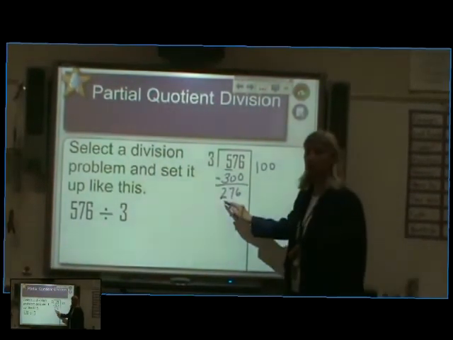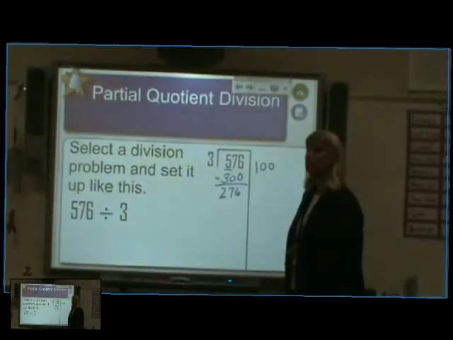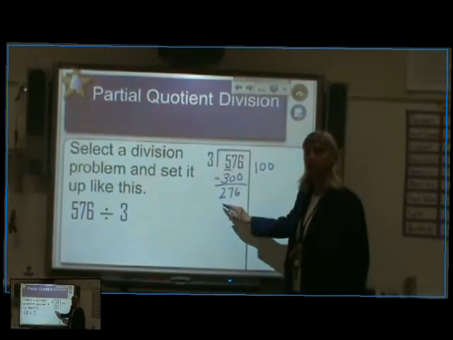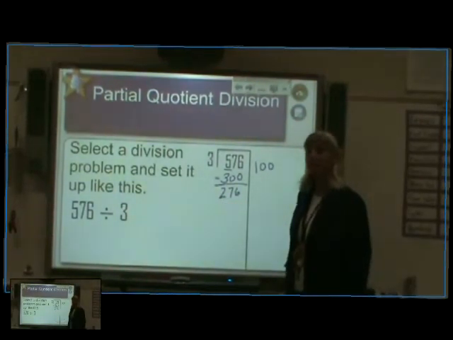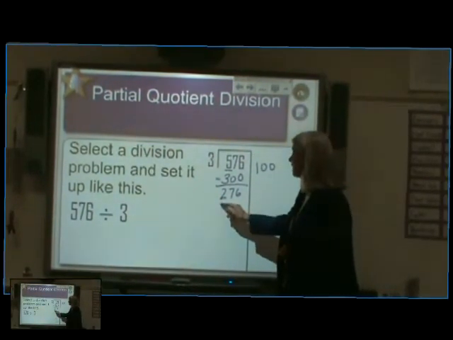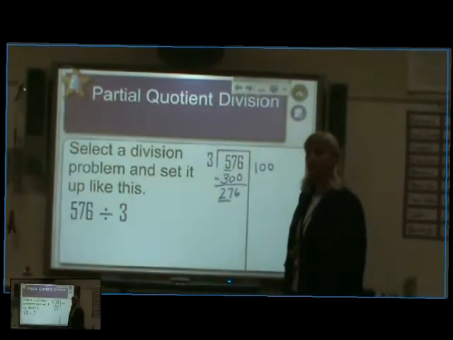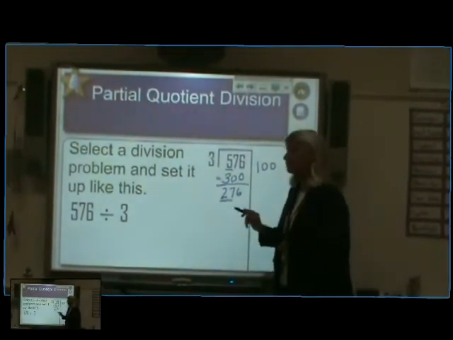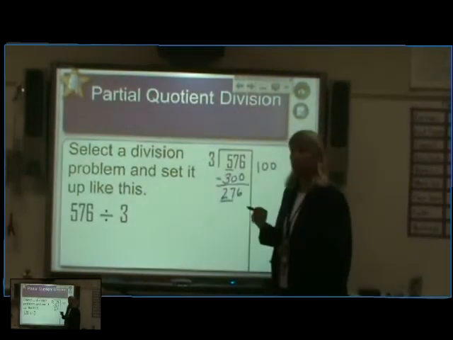Now we need to look at our tens. We cannot share this 100 with our three groups, so we have to trade those in for tens. So we need to trade these 200 in for 20 tens, because 10 tens make 100. So we now have 27 tens in the number 276. So what we are going to do now is share these tens with our three groups.